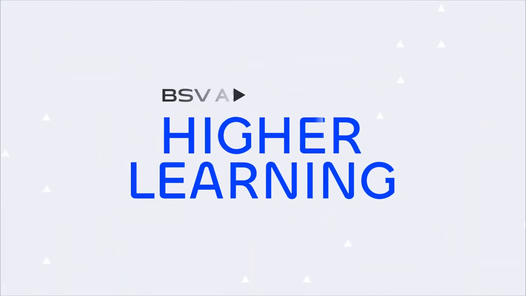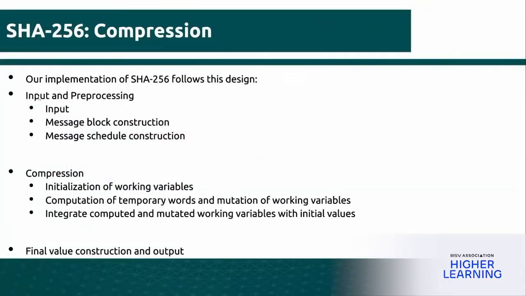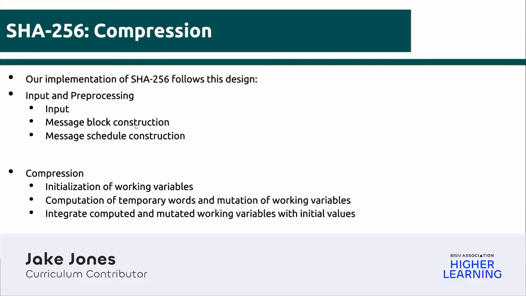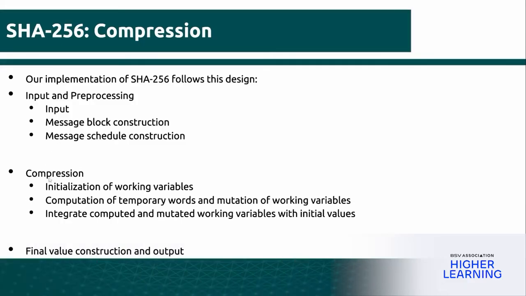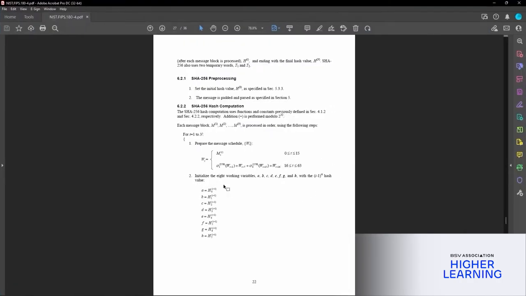In this video, we're continuing on with our SHA 256 GoLang implementation, and this is the compression step. Just a quick review, we did input and pre-processing last video: input, message block construction, and message schedule construction. In this video, we're looking at compression. So we're looking at the initialization of working variables, the computation of temporary words and mutation of working variables, and then computing and integrating the computed variables and the mutated working variables with the initial values.